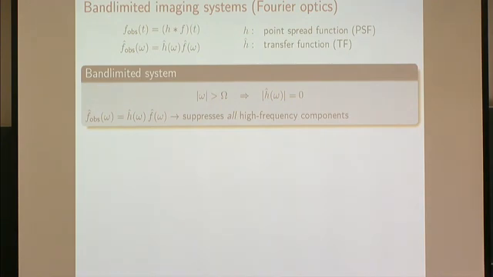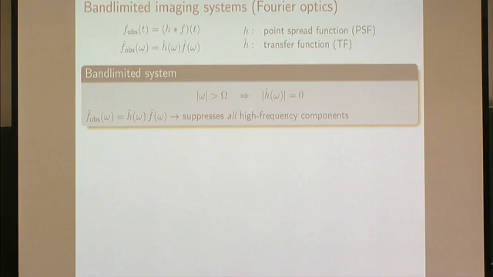And what happens in an imaging system is that if the frequency is above a frequency cutoff, which we're going to call omega, then the transfer function vanishes, which means that in your data, you have absolutely no frequency information. You only get to see the low frequencies.